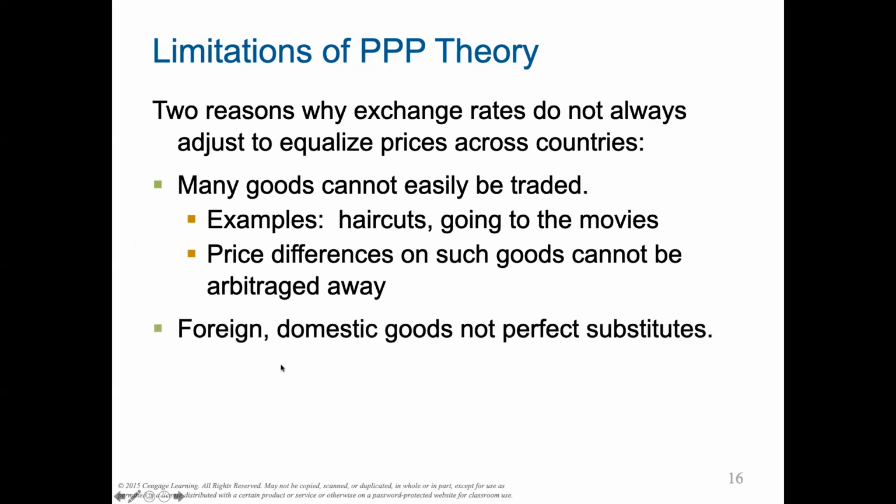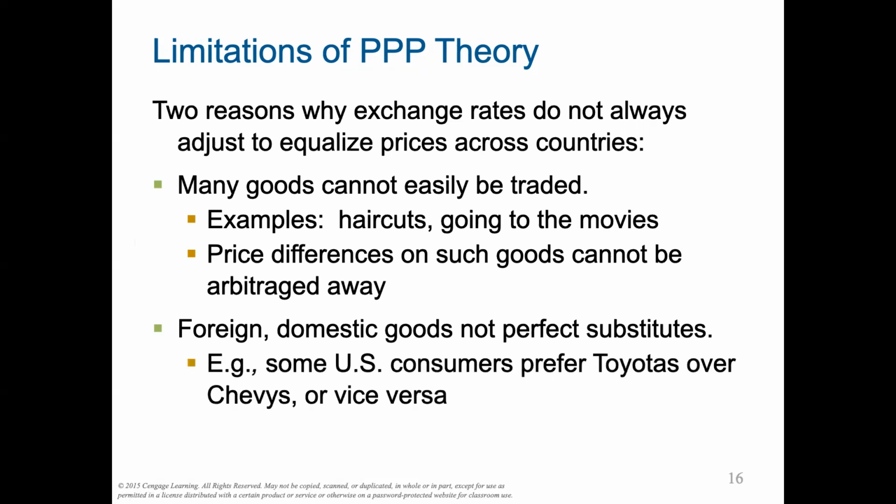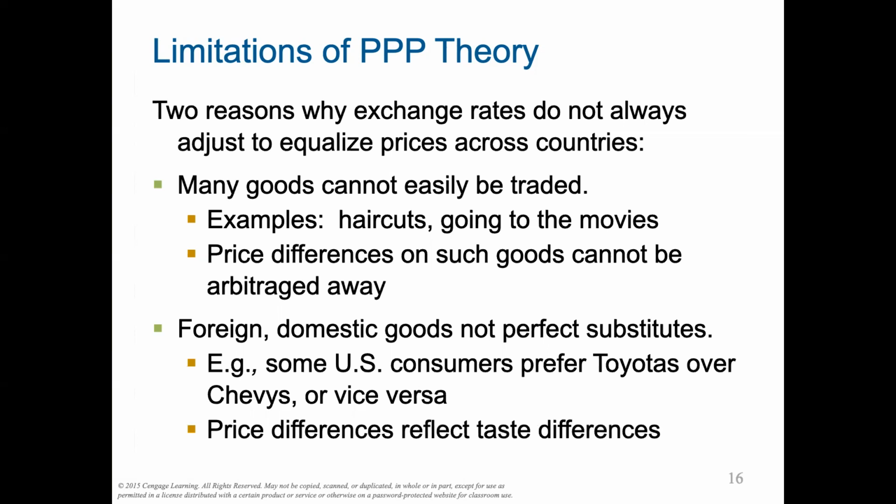Foreign and domestic goods are not always perfect substitutes. Some people prefer Toyotas over Chevys or vice versa. So you can't necessarily compare people's preferences. This is where marketing comes in. And this is why marketing and economics become so close, because if you think about the power of a brand, it is literally going after the notion that there are no perfect substitutes. So the price difference may actually just be a preference. And this is where supply and demand comes in.